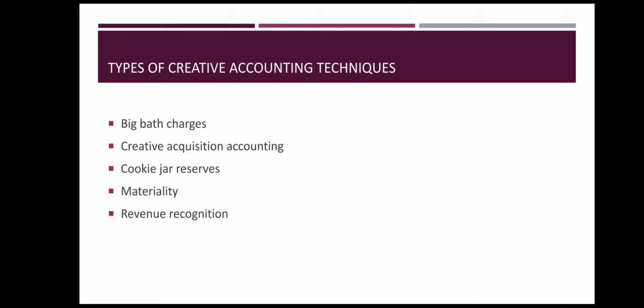Next technique is cookie jar reserve. Now, you know that in accounting there is a rule that you have to keep provisions for accrued expenses. Not for revenues, but at least for expenses you have to accrue a certain amount, you have to keep certain reserves for expenses. So what the company can do is, when the company has earned a good amount of profit in a particular year, instead of showing too much profit, it can keep reserves as accrued expenses. Now these expenses are not actually incurred by the company, but a reserve can be made.